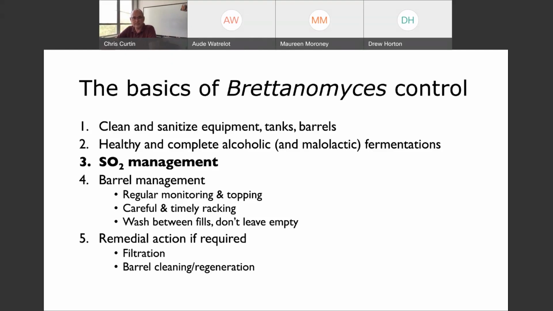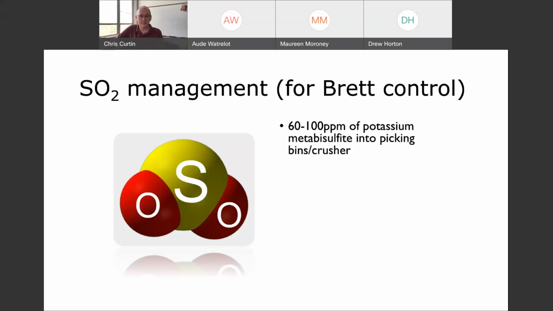All right, so briefly, a little bit more on sulfur dioxide management, because it's really important, particularly in light of the fact that some strains of Brettanomyces can tolerate more sulfur dioxide. If you have one of those in your winery, then you really want to be on top of your game with sulfur dioxide management, or be willing to use alternatives like chitosan.